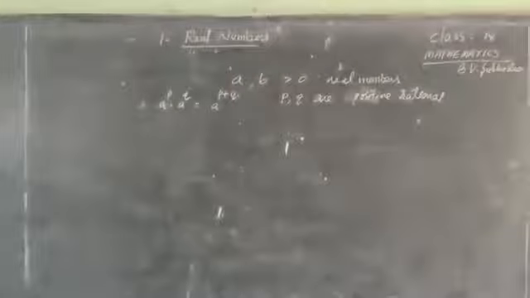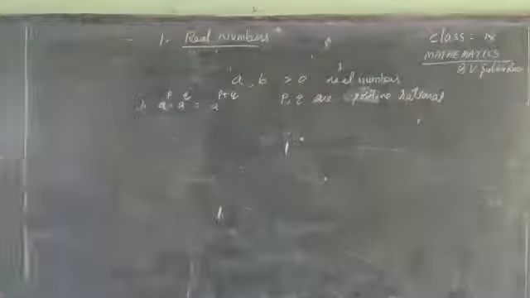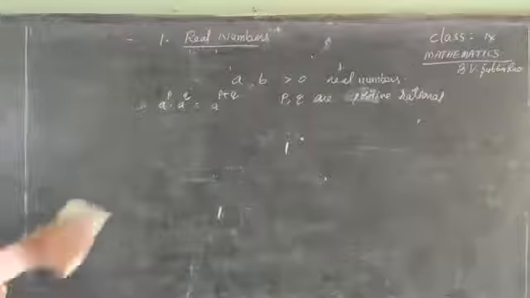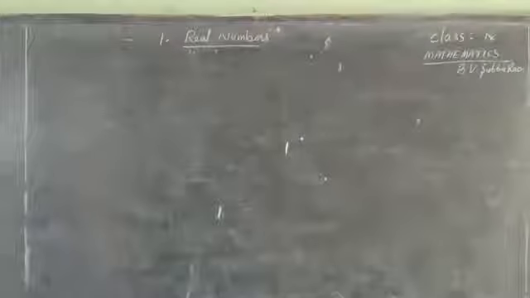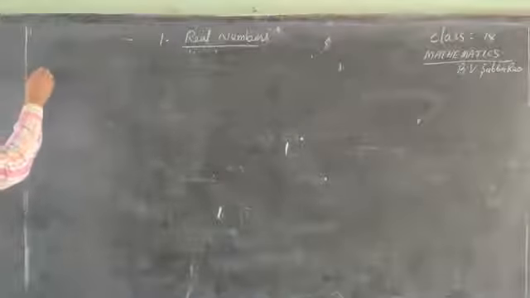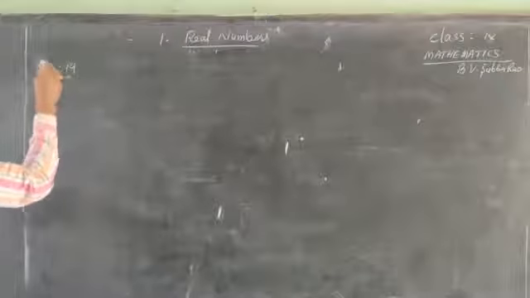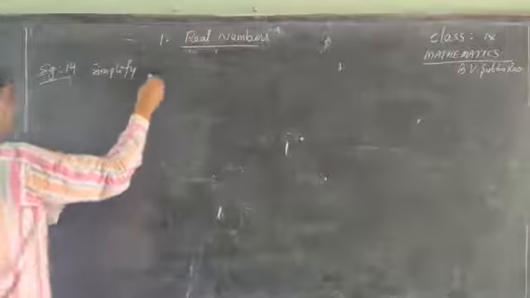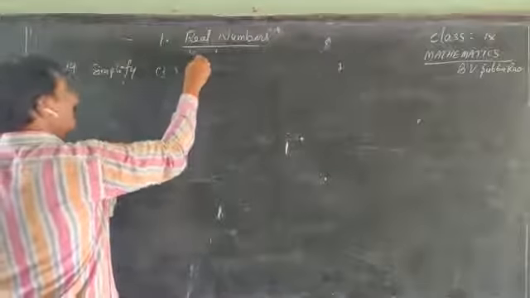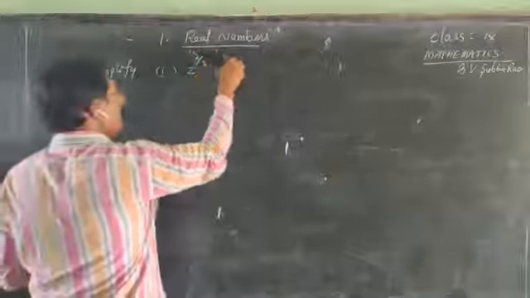Now I am going to explain some of the examples depend on this exponent law. You observe them, you see that exponent law. Some of the examples depend on this exponent law. Example, simplify: number 1, 2 to the power of 2 by 3 into 2 to the power of 1 by 3.